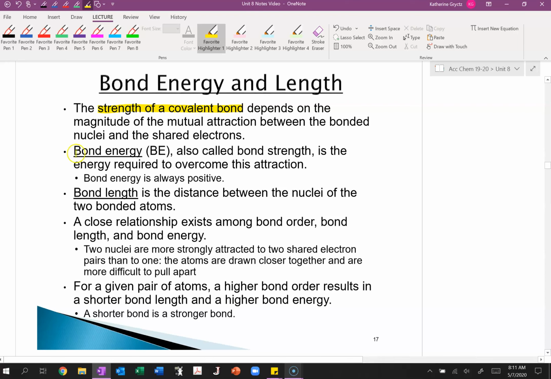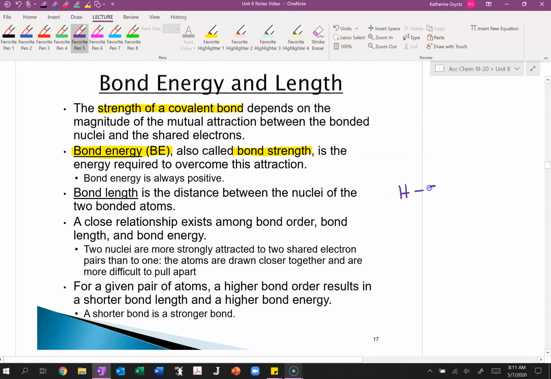But there's a couple terms that we're going to learn. So bond energy, which is a big deal when we get into AP Chem or Chem 2, is also called bond strength, how strong that is. It's how much energy you would have to put in to break that bond, to overcome that attraction.